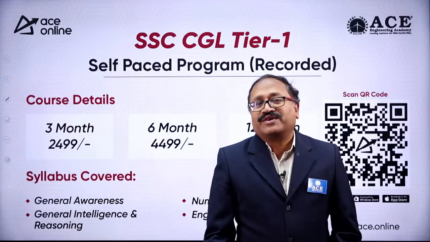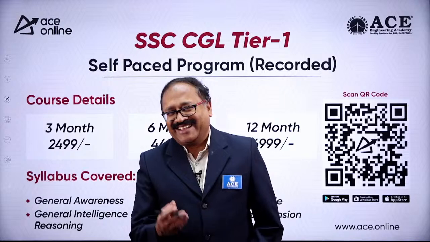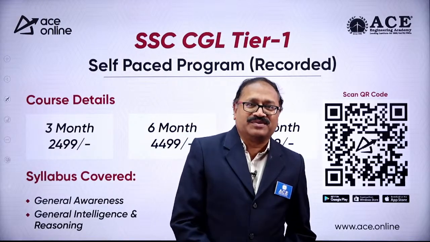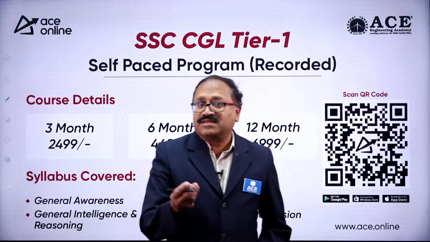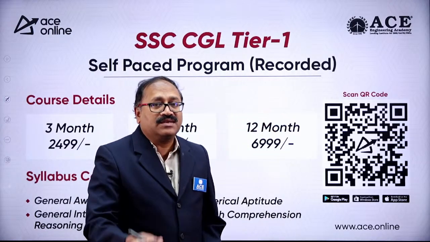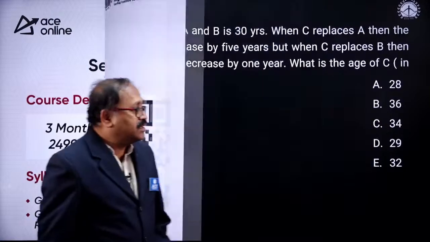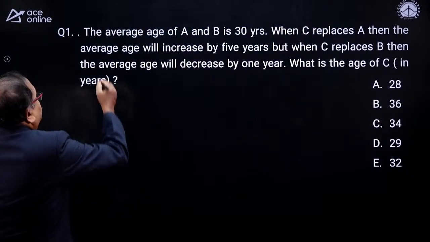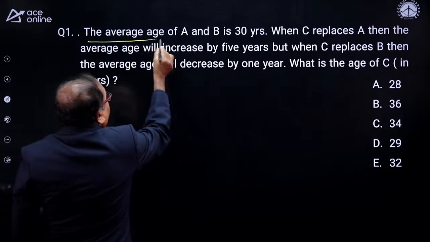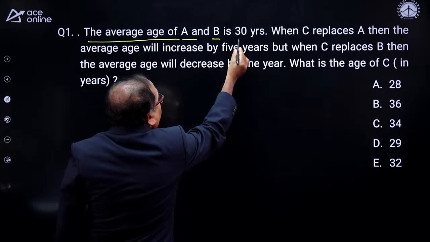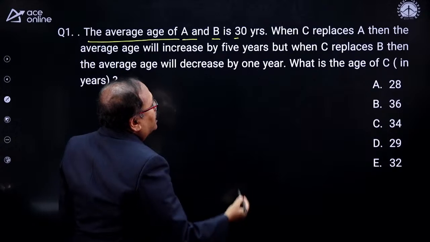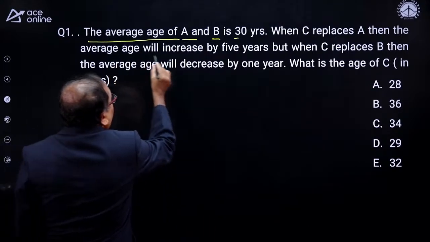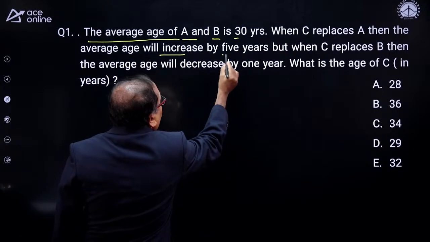Let's move on to our topic of today, and that is the QUANT, some of the frequently asked, important questions. We will discuss them in the best and easiest possible way. First question is on your board. What is this question? The average age of A and B is 30 years, and when C replaced A, the average age increases by 5.